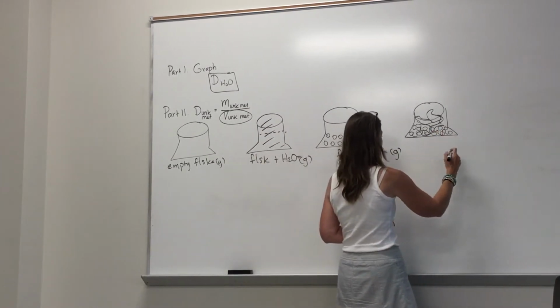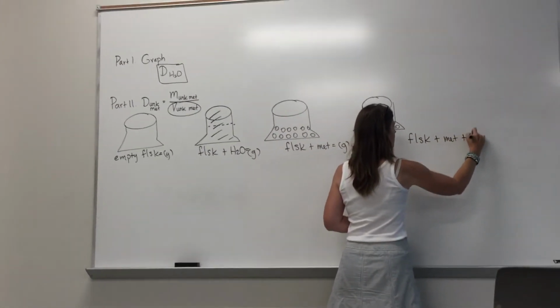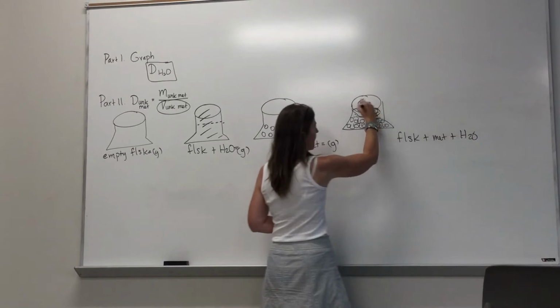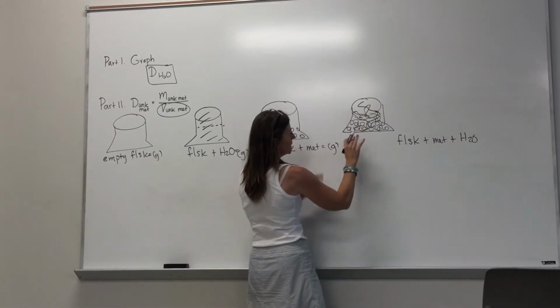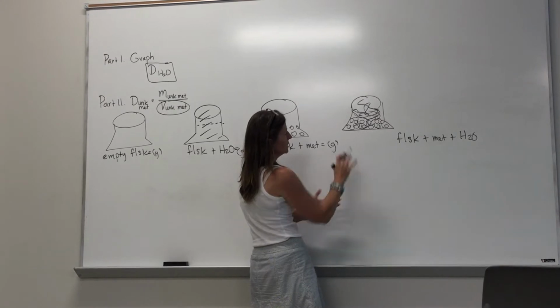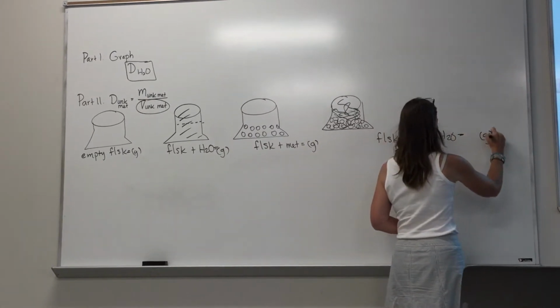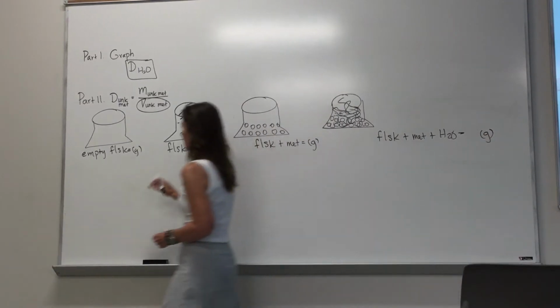And then the very last one is your flask plus the metal plus the water that you've added above. So here's your metal, and you've got the water that's filling the volume and the spaces in between and the rest of the flask. And you have a mass associated with that. So we've got masses of all of these.